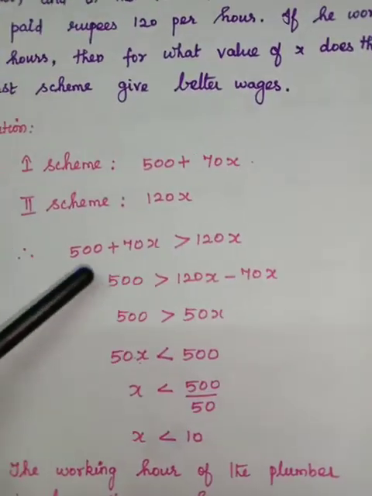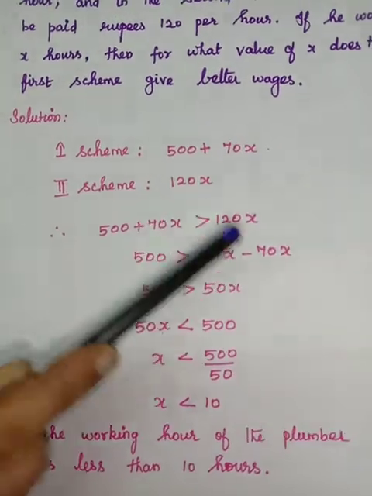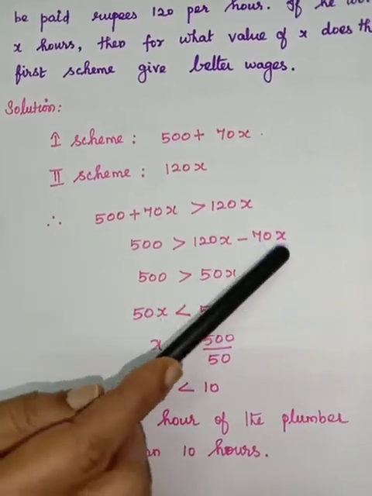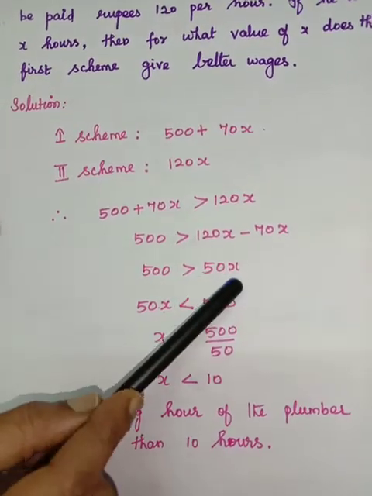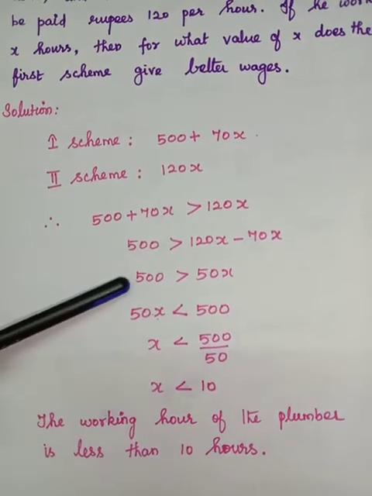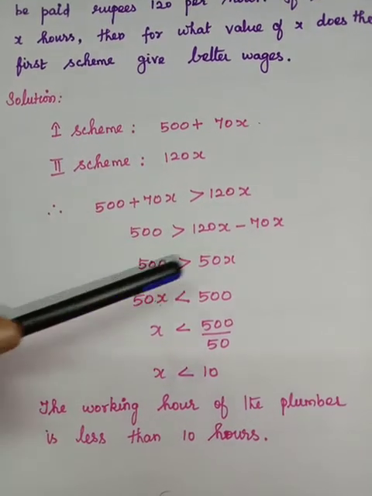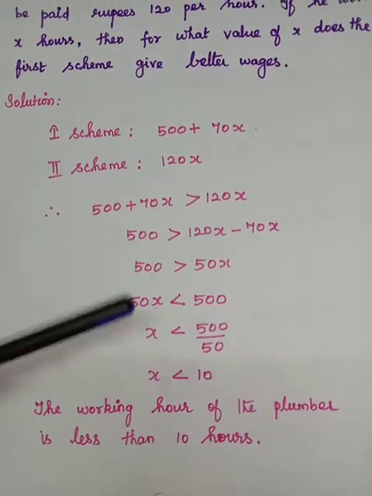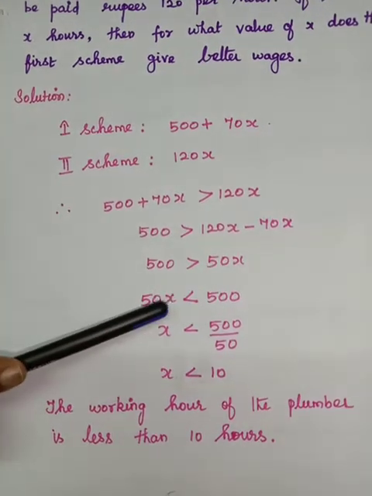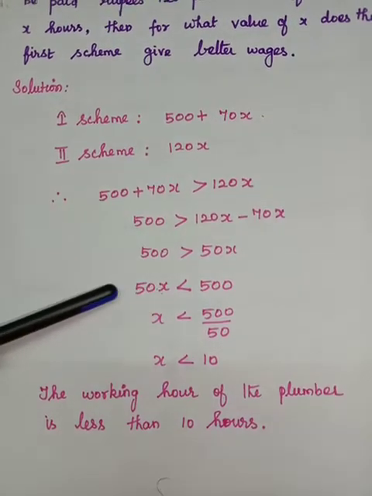Next, 500 you have to keep on the left side, and this 70x, when you take it to the right side, it will become minus 70x. So 120x minus 70x is 50x. You see that 500 is greater than 50x. Here 500 is written in the front, so now I am going to write 50x in the front. You see the sharp end, it is towards 50x. The same way we have to mention. Here also I mentioned the sharp end towards 50x.